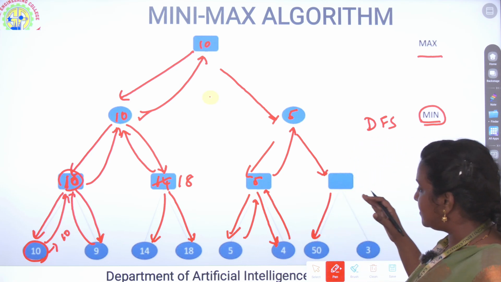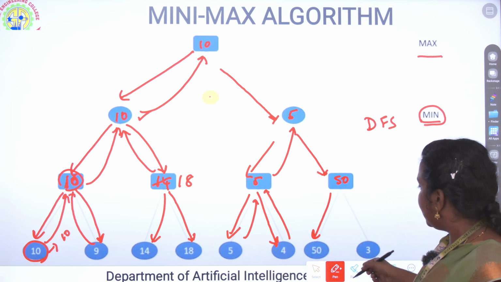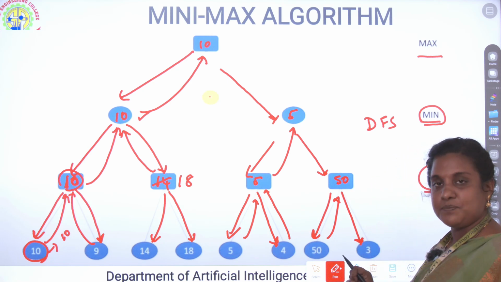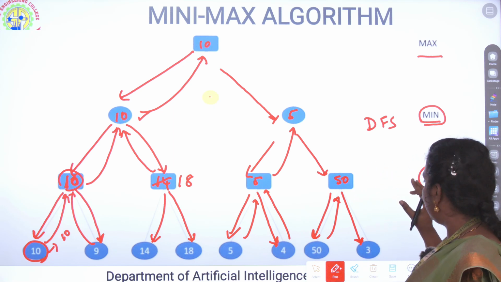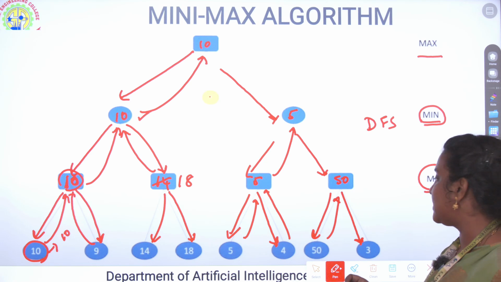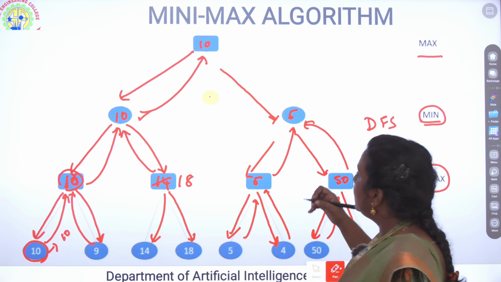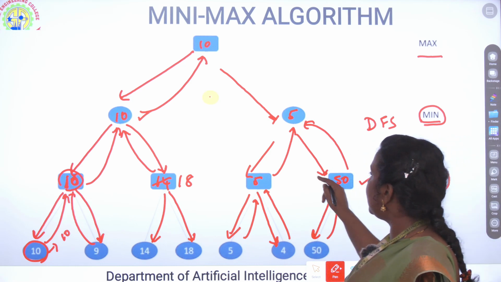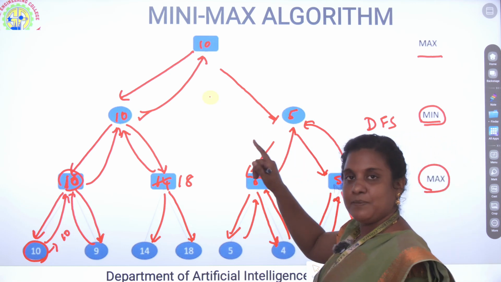Again it will traverse through its right subtree. So 50, it will assign 50. If you see here, while traversing through its right subtree, the leaf node has 3. Because this is the max player's turn, it will compare the values 50 and 3, and take the maximum value 50. Now this value will be backed up to its parent node. Here the min player is playing the game, so it will take the minimum value. While comparing 5 and 50, it will take the minimum value 5.